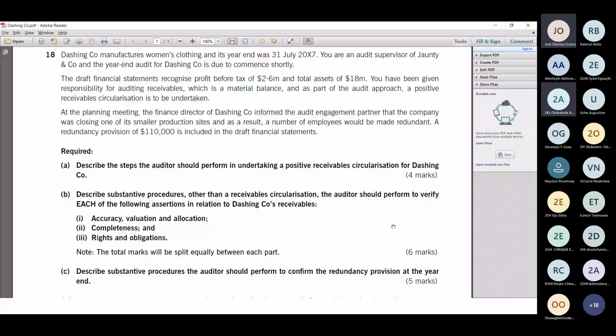So at 1.1% of total assets, this is material to total assets. Now, let's come back to answering this question.